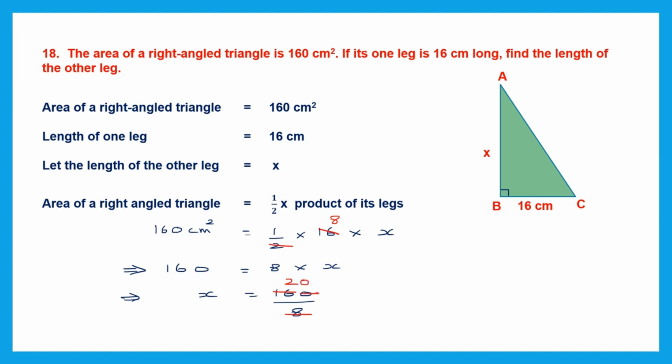So here what do we get? 20. So x is equal to 20, and what did we say x is? X is the length of the other leg. So what have we found? We found the length of the other leg, that is x, to be 20 centimeters. So this is our answer. The length of the other leg is 20 centimeters.